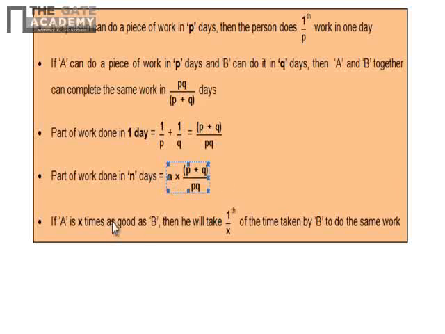Okay, now the next concept. If A is x times as good as B, that means A is more efficient. Then A will take 1 by x of the time taken by B to do the same work. This will help us in problems involving efficiency. Some workers are very efficient, and some are not. So we'll see how to use this in our problems.